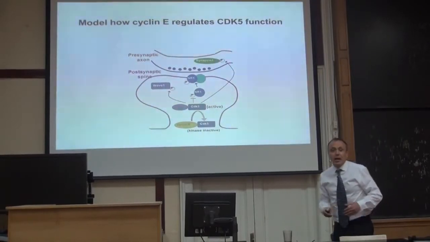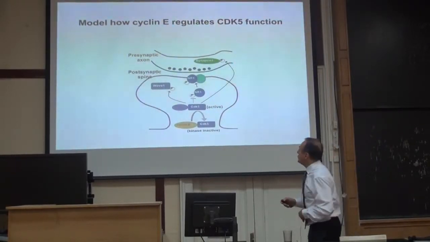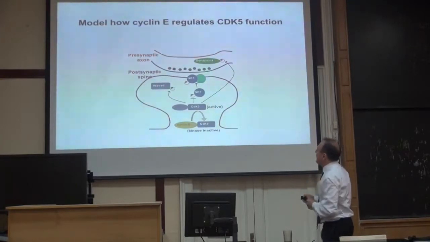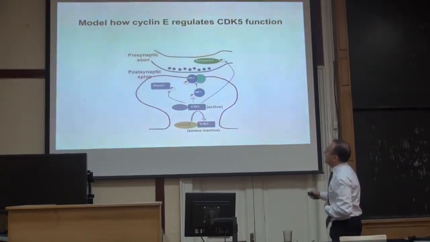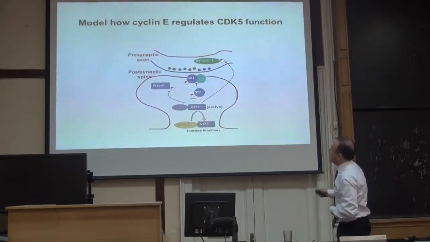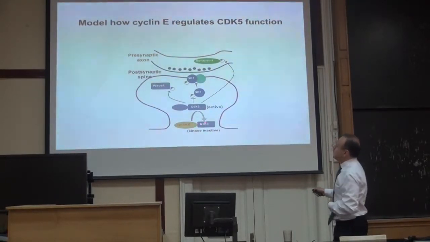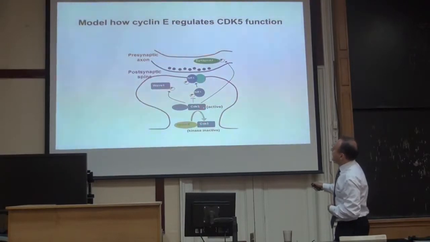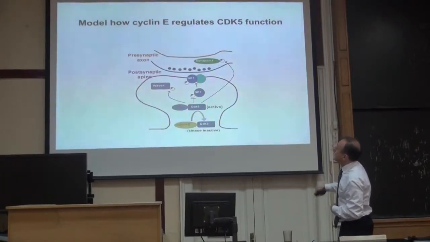So that's it. So in summary, I told you about a new function of cyclin E in the brain, in non-proliferating tissue, and I mentioned that cyclin E binds CDK5 and inhibits its activity, and therefore CDK5 can be either in active form together with a classical activator P35 or together with cyclin E. In this way, cyclin E controls the phosphorylation of those synaptic proteins.